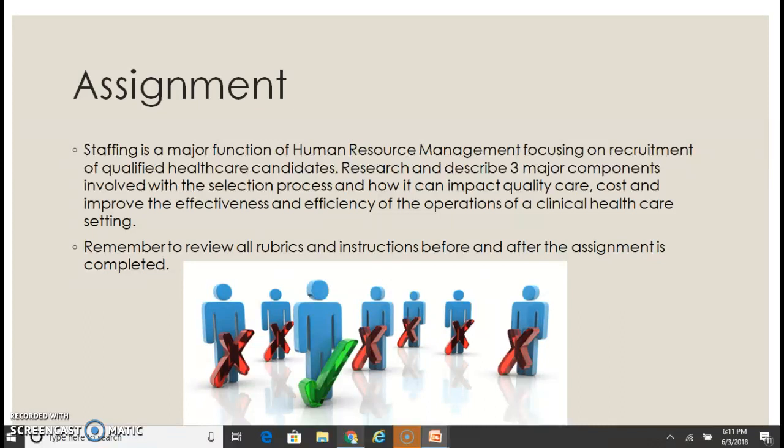And I just want to remind you all again, remember to review all of the rubrics and instructions before and after the assignment is completed in order to maximize your grade.